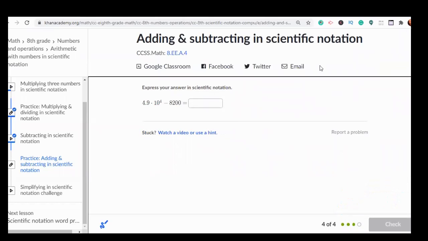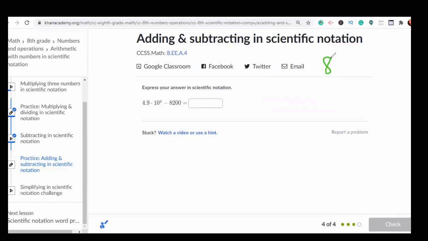Okay, let's do one more example. We have 4.9 times 10 to the 4th minus 8,200. Once again, let's change that standard form number into scientific notation so that we can see what we really have here. 8,200 in scientific notation would be 8.2 times 10 to the 1, 2, 3, third power, okay? And we can see those powers of 10 do not match. We have 10 to the 4th and 10 to the 3rd, so they don't match. So we need to make them match first.